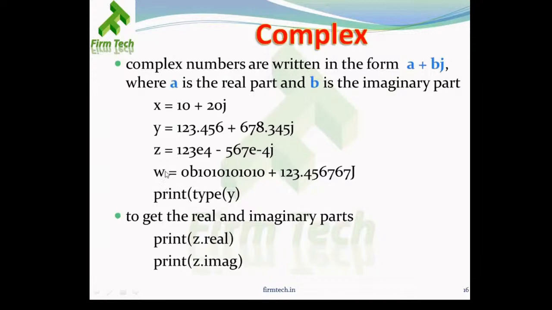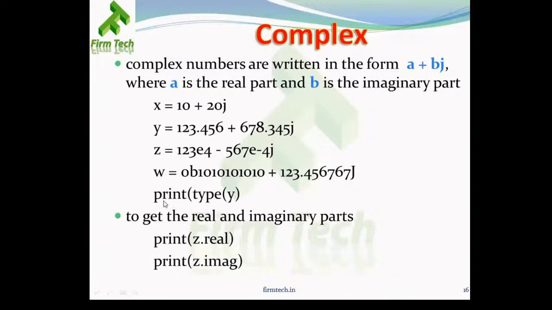And here W is another complex number in which the real part is given as a binary value. It is important to note that a binary, octal or hexadecimal number can be given as input to the real part alone, not to the imaginary part. And in the imaginary part, we can use capital J or small letter j.